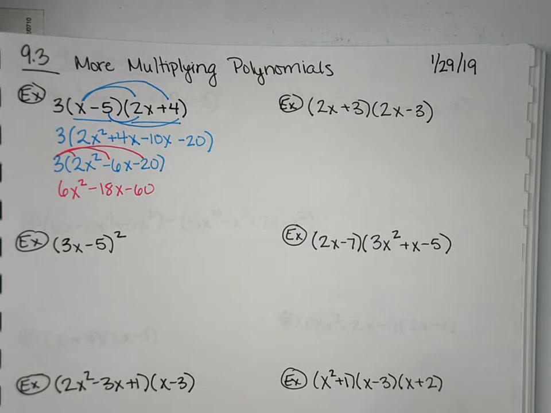So the multiplying that we're doing today might involve having to multiply a couple of times, but just take it one step at a time. So start with the binomials, and then after you do those two, distribute the monomial.